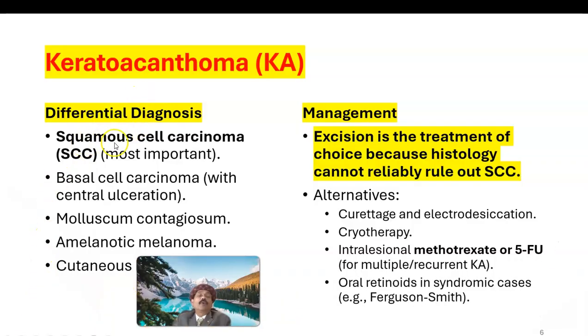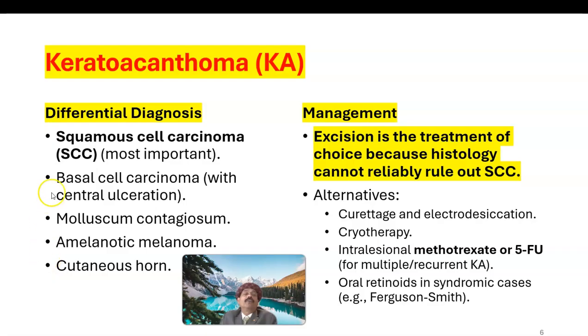Differential diagnosis: squamous cell carcinoma, most important; basal cell carcinoma with central ulceration; molluscum contagiosum; amelanotic melanoma; and cutaneous horn. These are the differential diagnoses. Management: excision is the treatment of choice because histology cannot reliably rule out squamous cell carcinoma.